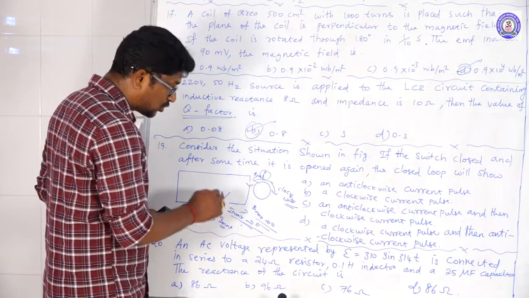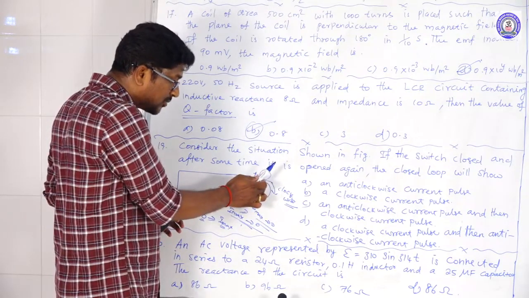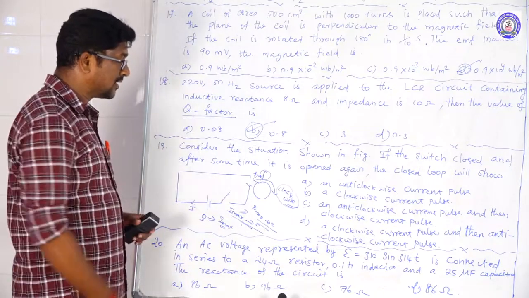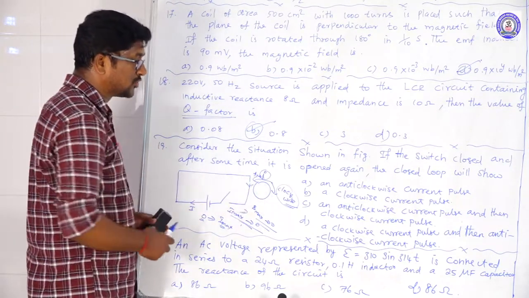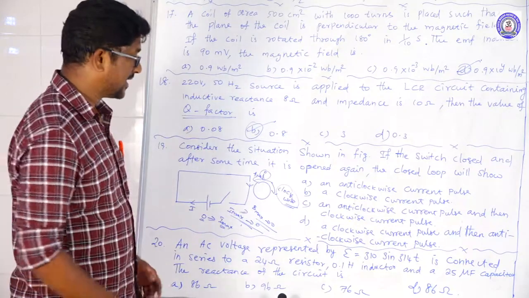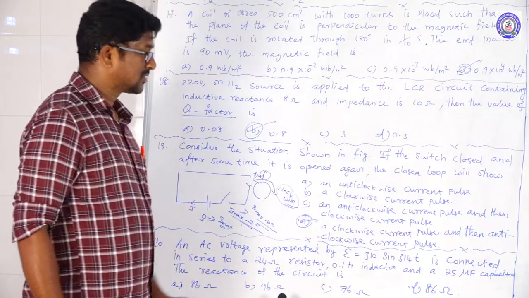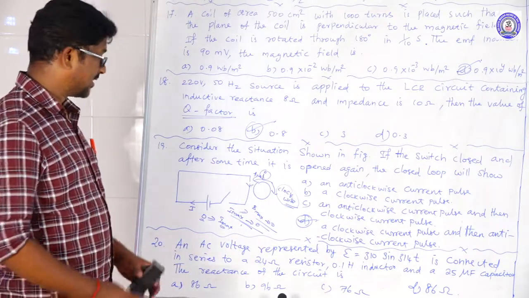So, when the key is closed, the direction of induced current produced in the loop is clockwise, and when the switch is opened, the direction of induced current produced in the loop becomes anti-clockwise. Right? The correct option is option D: first a clockwise current pulse and then an anti-clockwise current pulse.